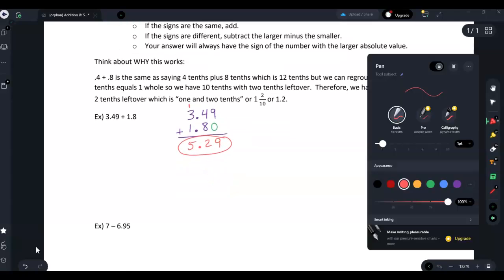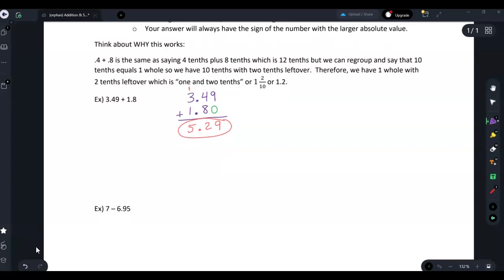So this next one, I have 7 minus 6 and 95/100ths. For students that are really familiar with money, they could probably do this in their head, right? You could look at that as, oh, if I had $7 and I spent $6.95, my change is 5 cents.